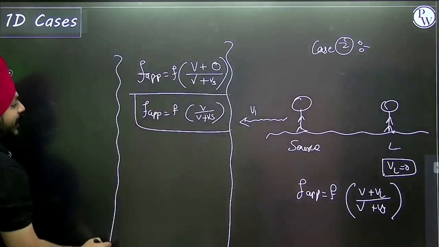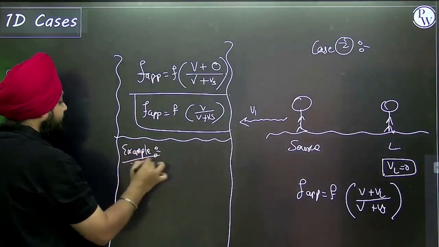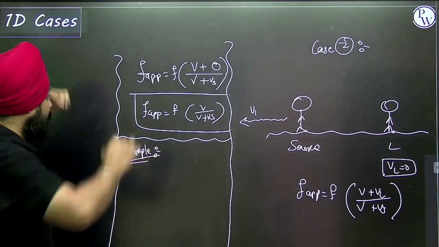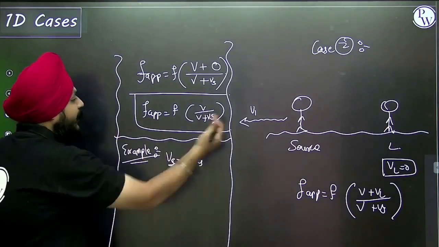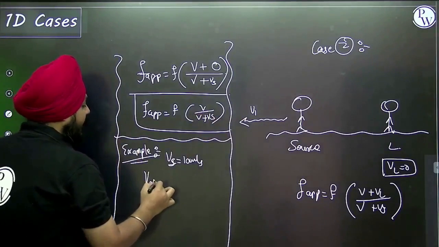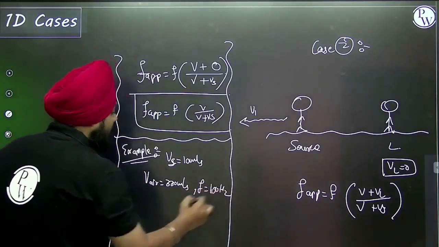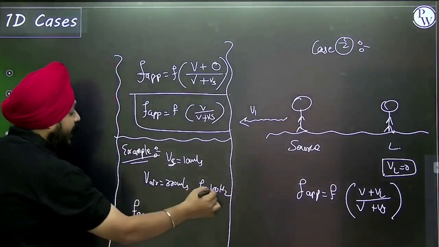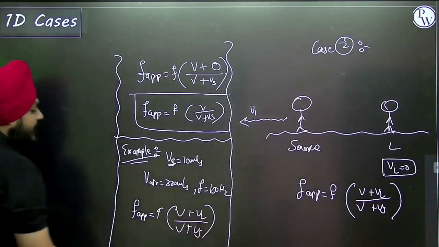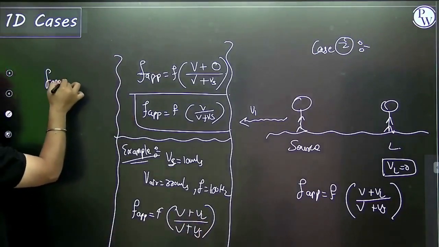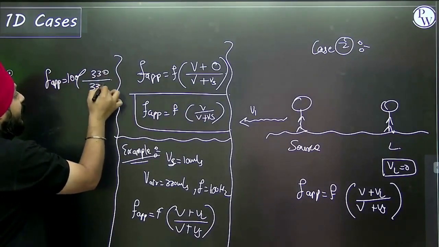Again, let's take an example to understand this. Suppose the velocity of the source, which is moving away from the listener, is 10 meter per second. The velocity of sound in air is 330 meter per second. The emitted frequency is 100 hertz. What is the formula? F emitted is 100, times V by V plus VS. This is the actual formula. Now applying the sign conventions, using this formula, it is 100 times 330 whole divided by 330 plus 10.